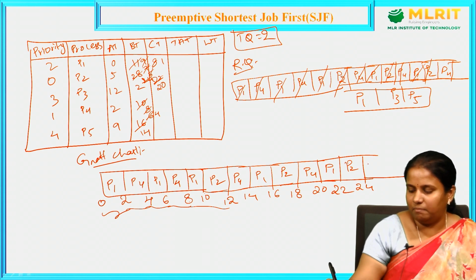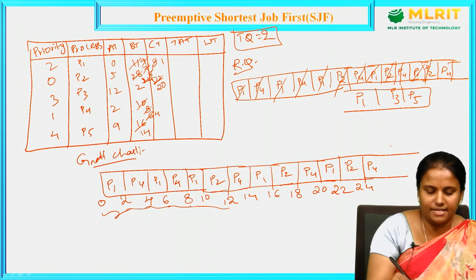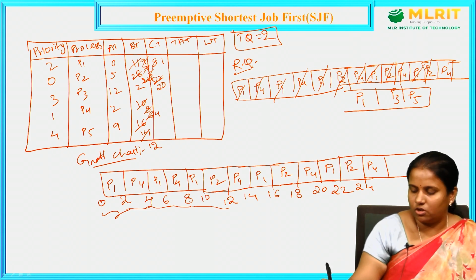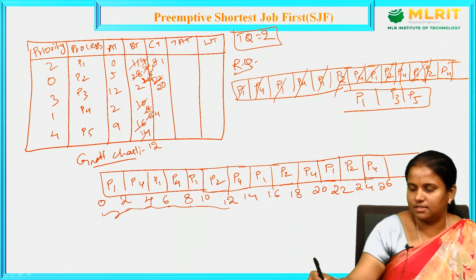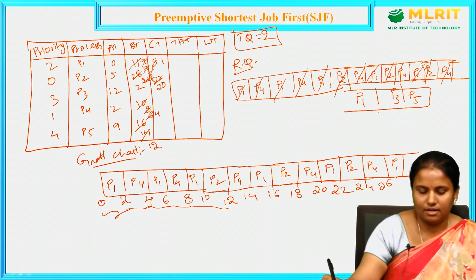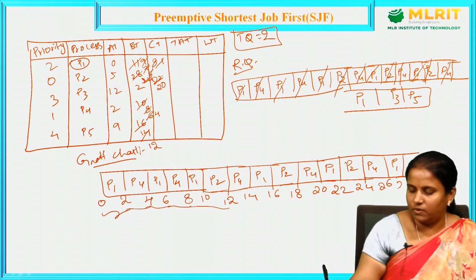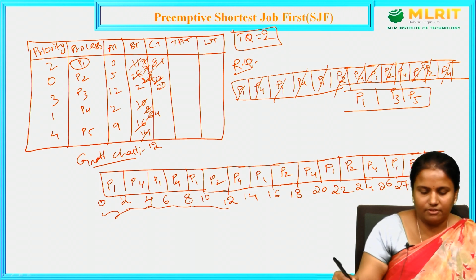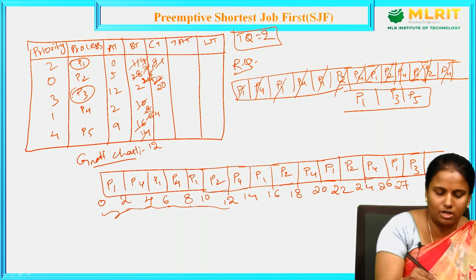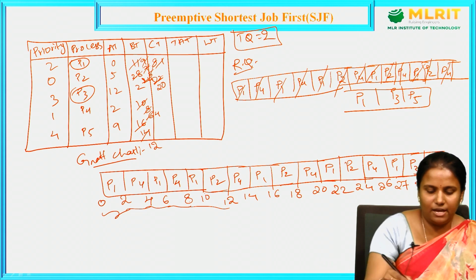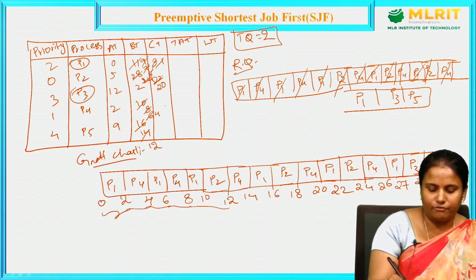Next P4 is waiting, with the burst time of 14. We need to reduce the value, 12 is remaining. So 24 plus 2 is 26. Next, which is remaining? P1. So P1 with the value of 1. P1 completes its execution at 27. Next, P3. P3 is waiting with the value of 2. So P3 is also completed. So 27 plus 2 is 29. Next, P4, P2, P4, P5 are remaining.